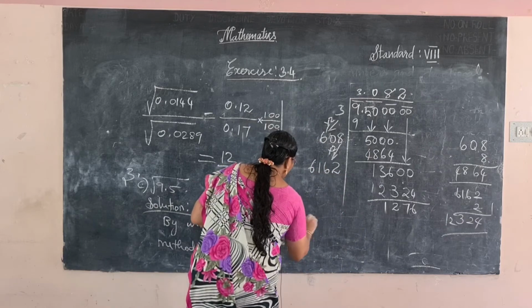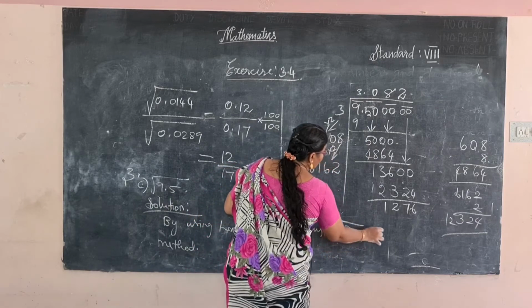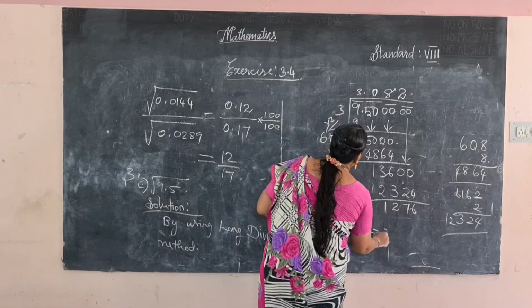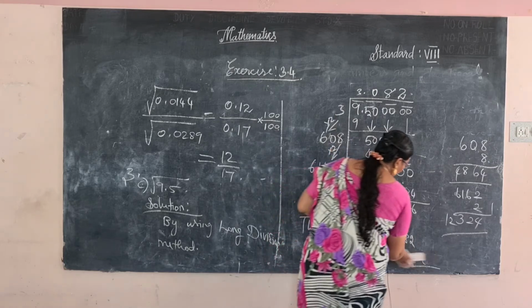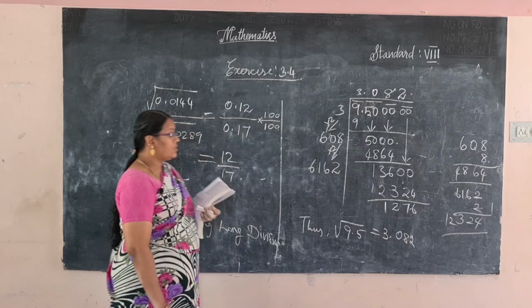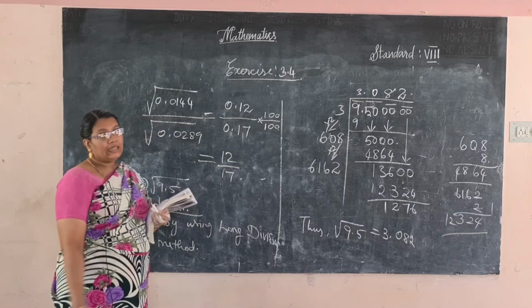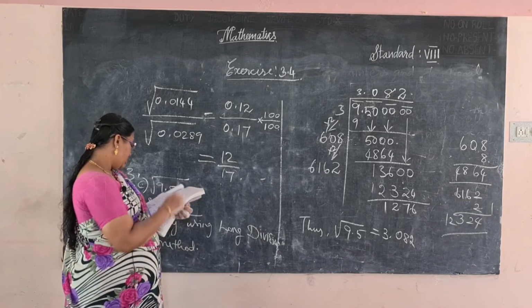Thus the square root of 9.5 is equal to 3.082, an approximate value. Up to 2 decimal places is asked, so we have to find the 3 decimal values. I hope you have understood this concept. Now move to the next problem.